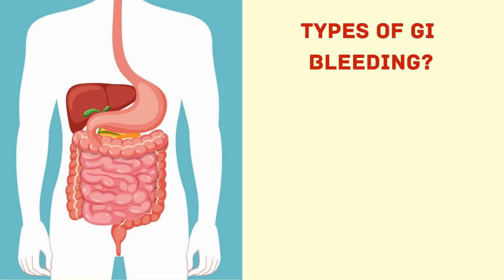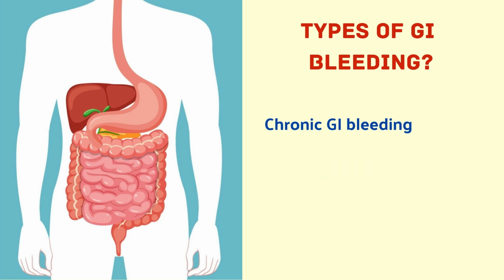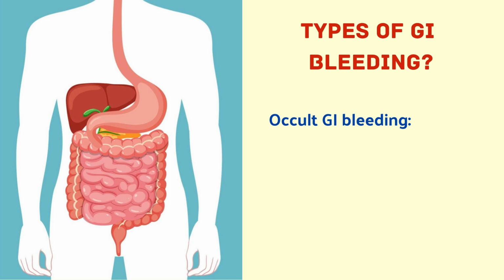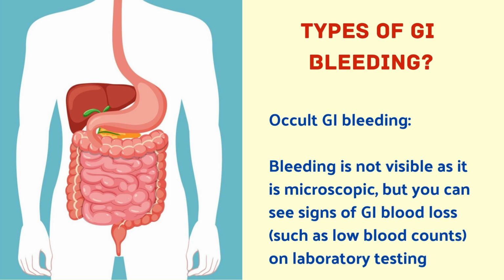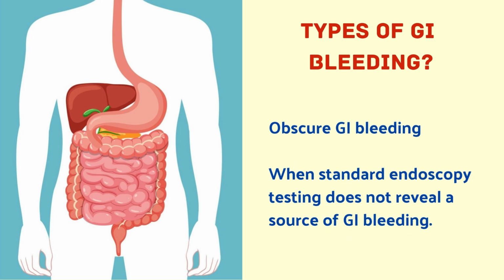Now let us see the types of GI bleeding. Acute GI bleeding: sudden, severe bleeding that's a sign of a medical emergency. Chronic GI bleeding: bleeding that comes and goes over a long time. Occult GI bleeding: bleeding is not visible as it is microscopic, but you can see signs of GI blood loss such as low blood counts on laboratory testing. Overt GI bleeding: visible signs of a GI bleed including abnormal colors or substances in your feces. You may also vomit blood. Obscure GI bleeding: when standard endoscopy testing does not reveal a source of GI bleeding.